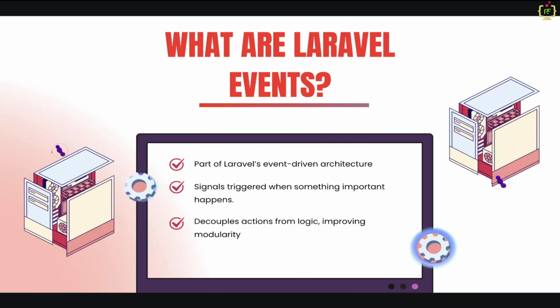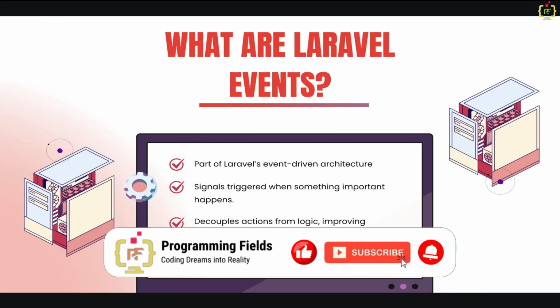Laravel events are part of its event-driven architecture, and they act as signals or notifications that something important has happened in your application. For example, when a user registers, you might want to send a welcome email, log the registration, and notify admins of the newly registered user. Instead of handling all these actions in one place, you can trigger an event and let different parts of your application respond to that independently.